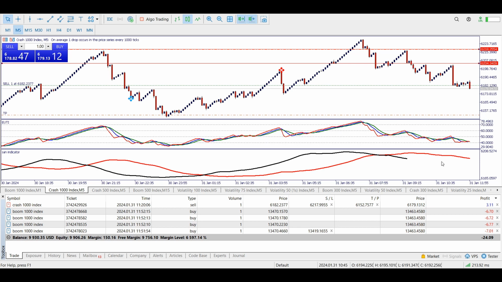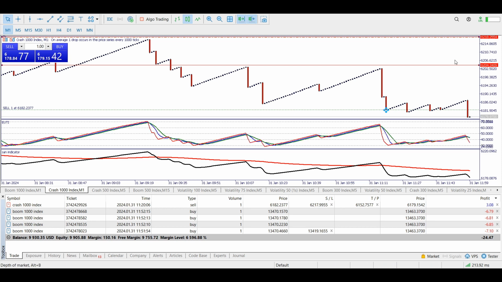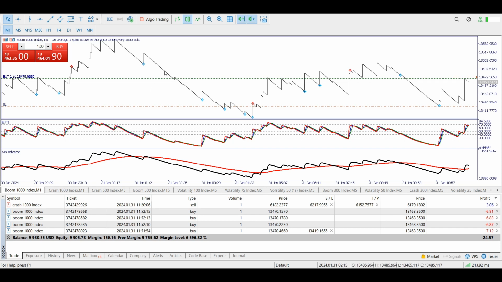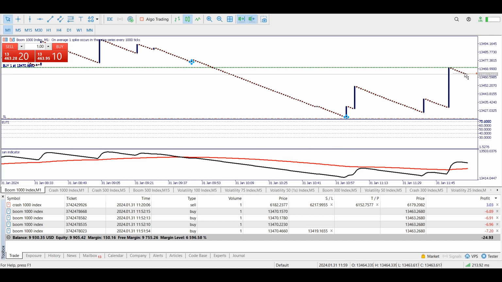Right, and there was a spike. That is a spike. So Crash 1000 has started paying us now. So now we are in profit on Crash 1000. So we are now waiting for the mighty Boom 1000. We wait for them now.